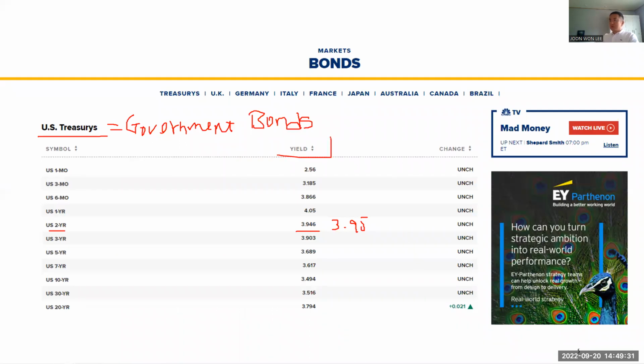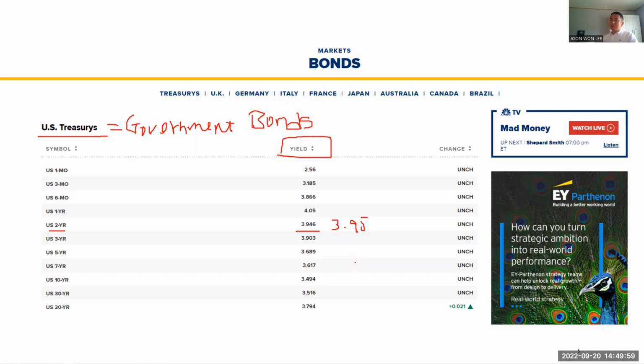So here you can see yield. If you purchase this 2-year bond and hold it to maturity, then you get a return of 3.95%. That's what it means.